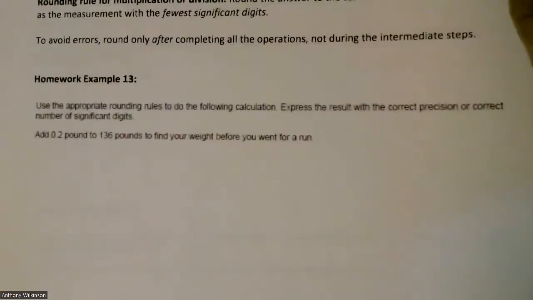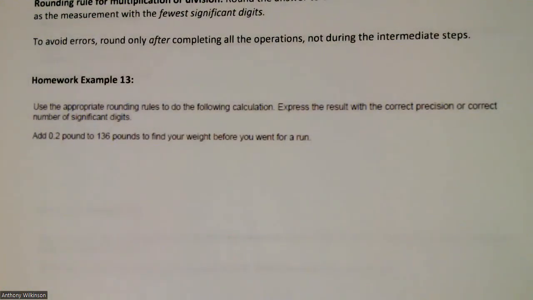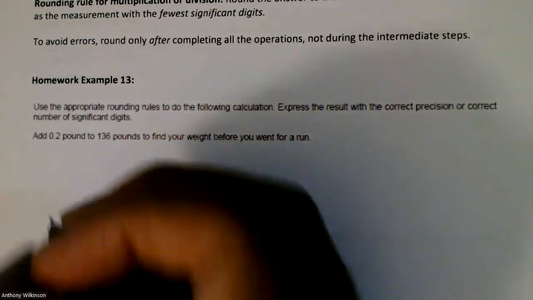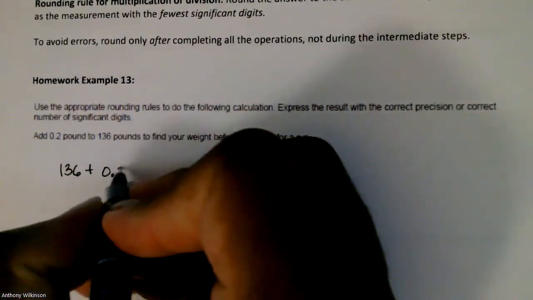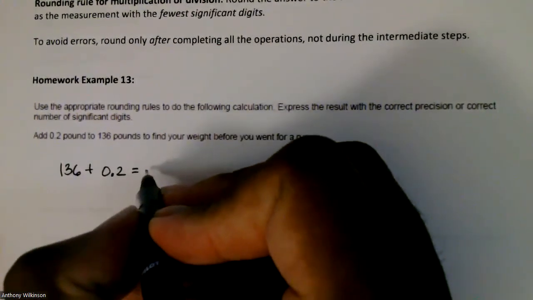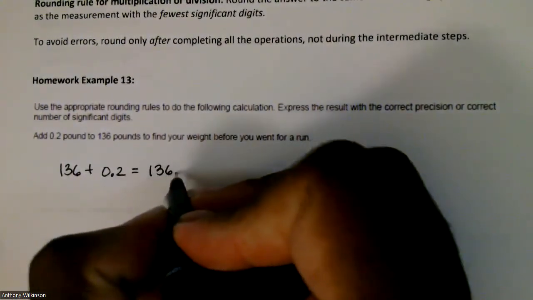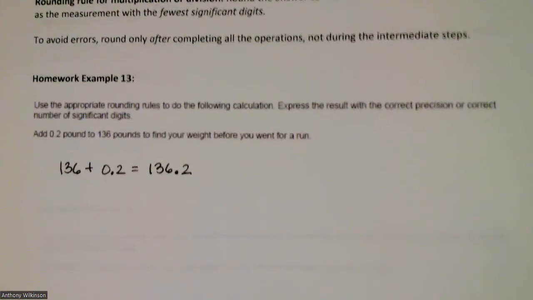If I can bring this up. Here we go. Use the appropriate rounding rules to do the following calculation, and express the result with the correct precision or correct number of significant digits. We're going to add 0.2 pounds to 136 pounds to find your weight before you went for a run. So we've got 136 pounds, and we're going to add 0.2 pounds. You can do this on the calculator. You're going to end up with 136.2 pounds.